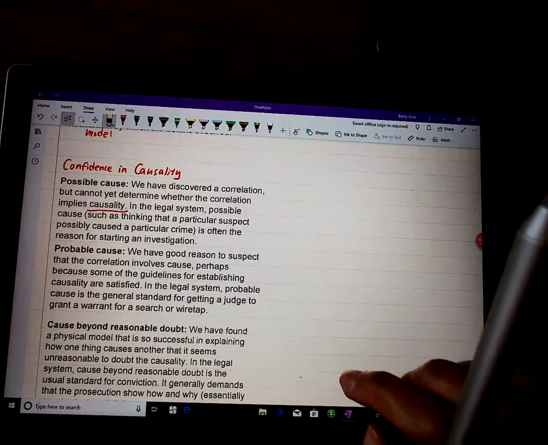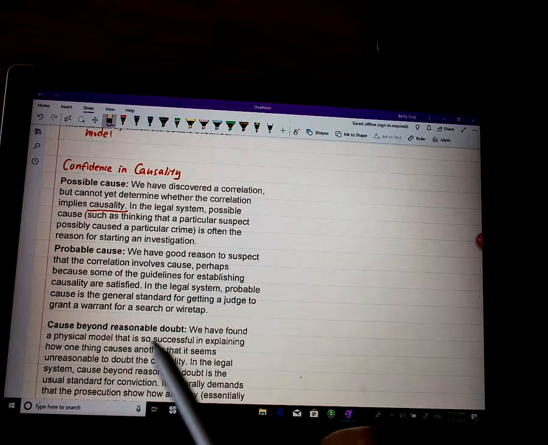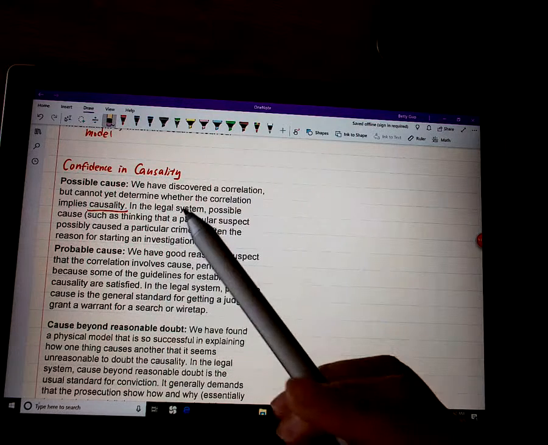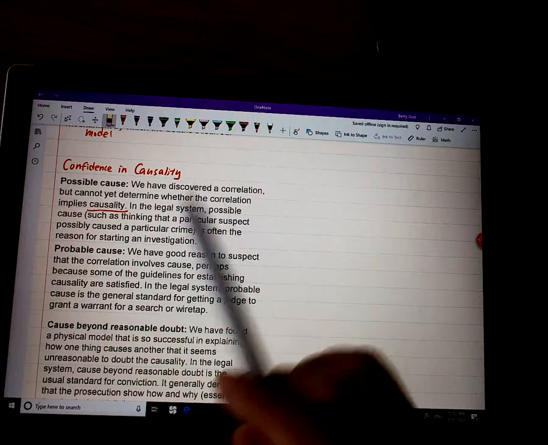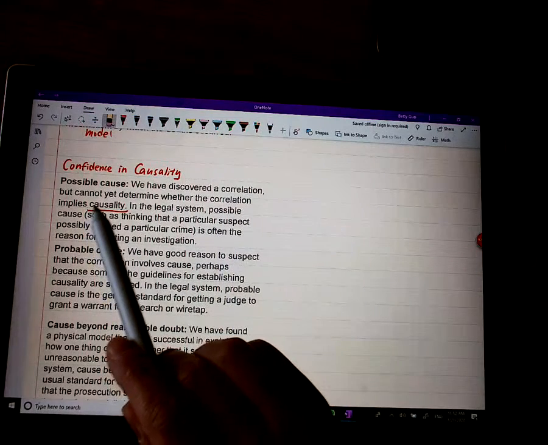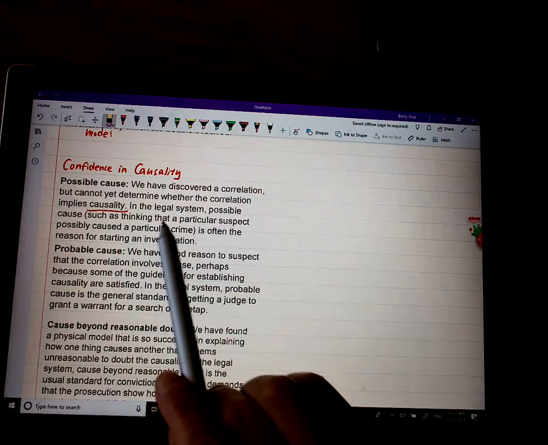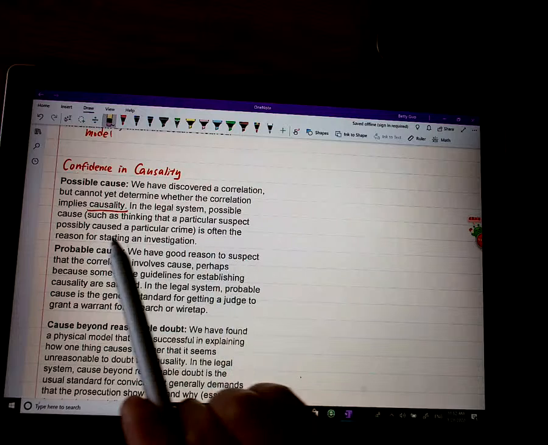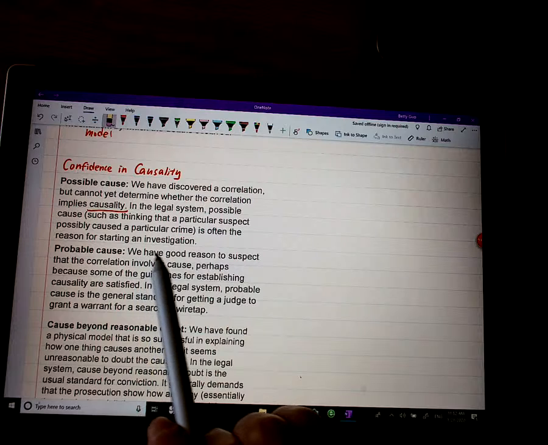Confidence in causality: possible cause, probable cause, cause beyond a reasonable doubt. How confident you are in the causality that you have established or you are considering. Possible cause: we have discovered a correlation but cannot yet determine whether the correlation implies causality. In the legal system, possible cause, such as thinking that a particular suspect possibly caused a particular crime, is often the reason for starting an investigation.